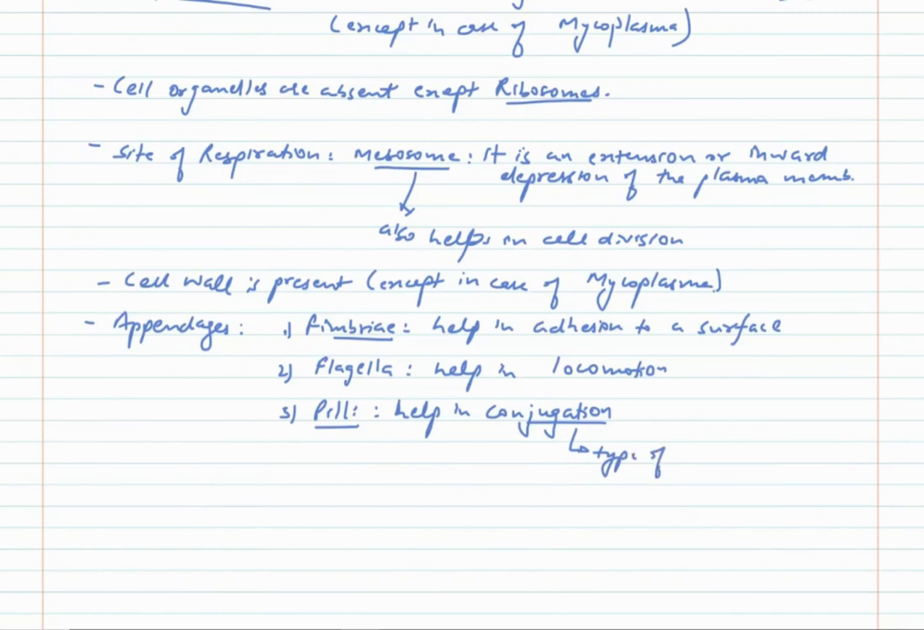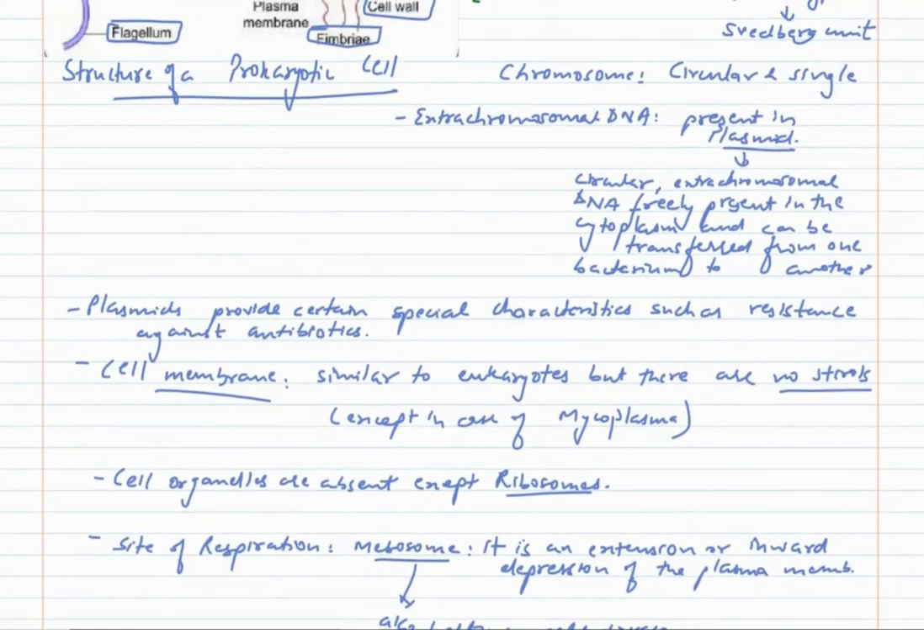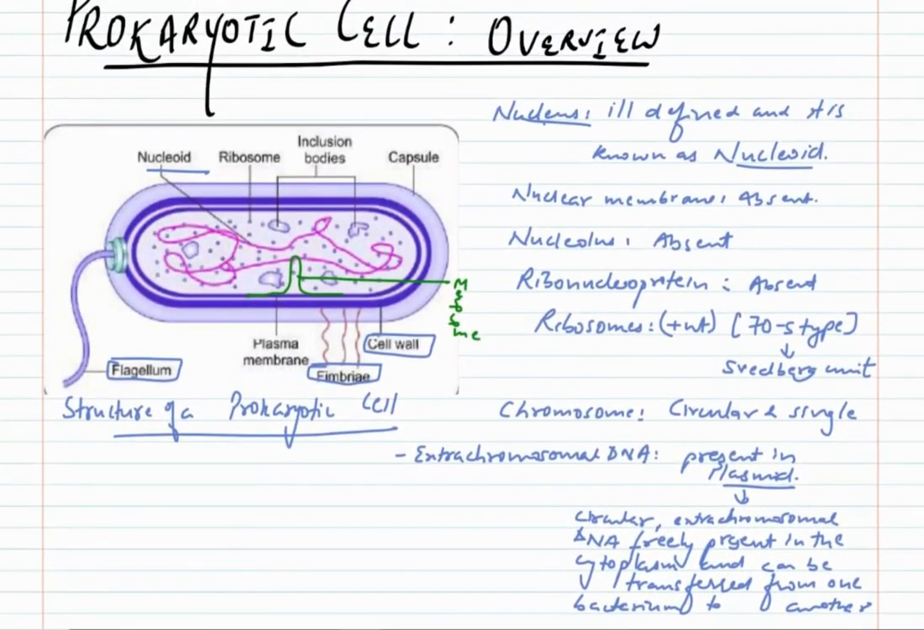Conjugation is a type of primitive DNA transferring mechanism. It is a primitive type of DNA transfer mechanism seen in prokaryotes. So fimbriae, flagella, and pili, these are the three appendages that can be seen in a prokaryotic cell.